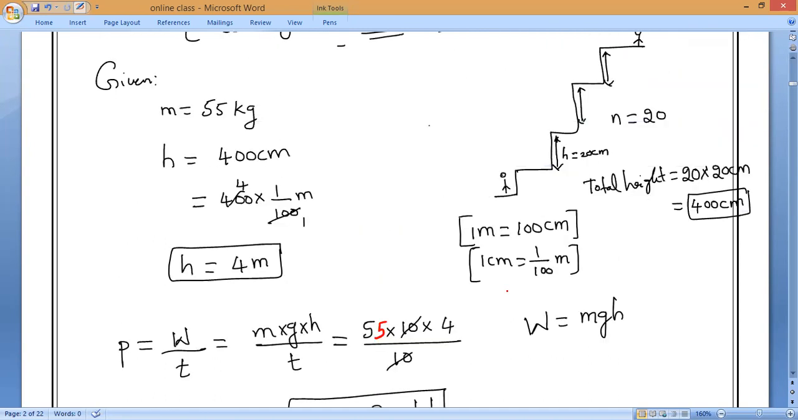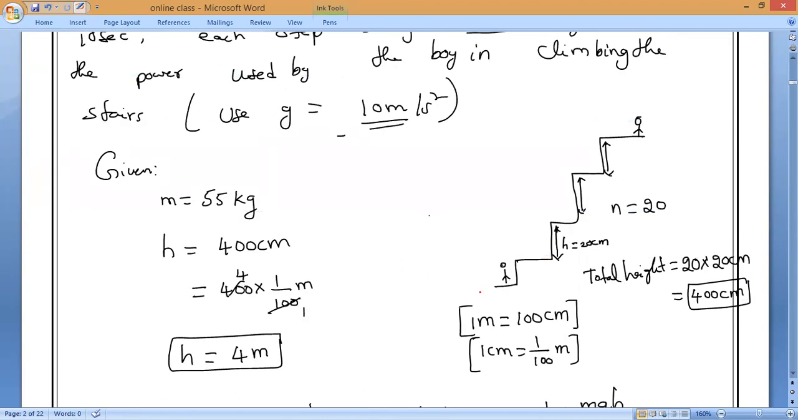So please solve it. Those who solved, okay. Those who have not solved, please solve. So always remember, height must be in meters. That is what we are converting. I want response at least in chat. Sir Gopal, completed? Ashwin, you? Okay. Complete it.